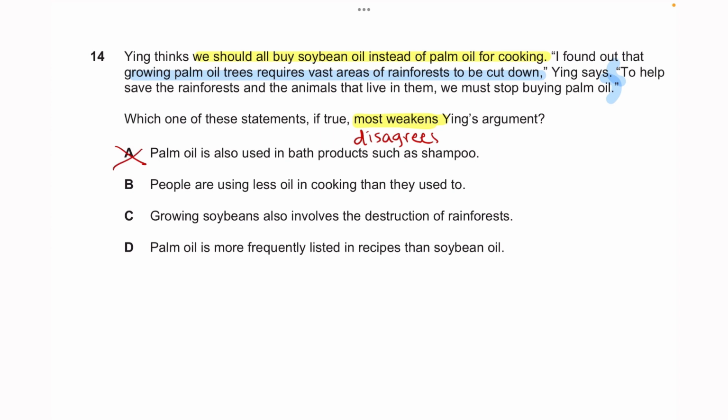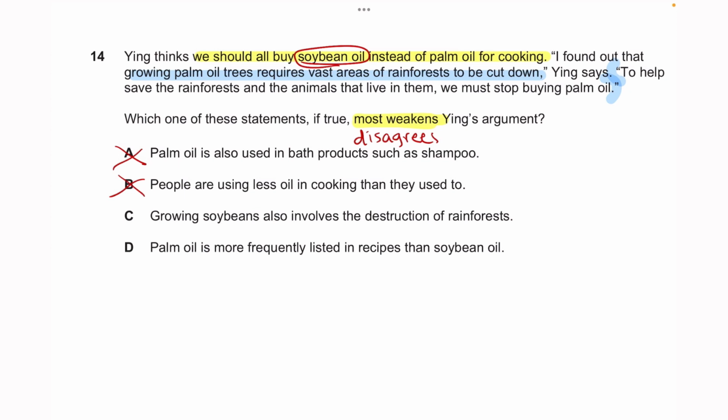Then we've got B. People are using less oil in cooking than they used to. Within here, this is also not quite a weakening statement because, yes, this may be the case, but it's not really going against why we shouldn't use soybean oil specifically. And so, B is not our answer option either.